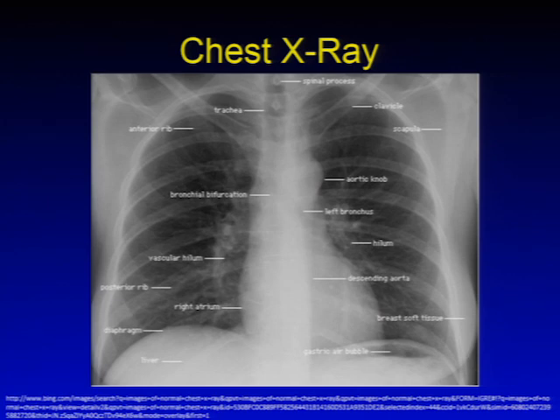endotracheal tubes, the anterior and posterior ribs, the heart, which includes the right atrium and the left ventricle, and of course the lung fields, as well as the diaphragm, shown here. More cephalad, you can see the clavicle and the bronchial bifurcation.